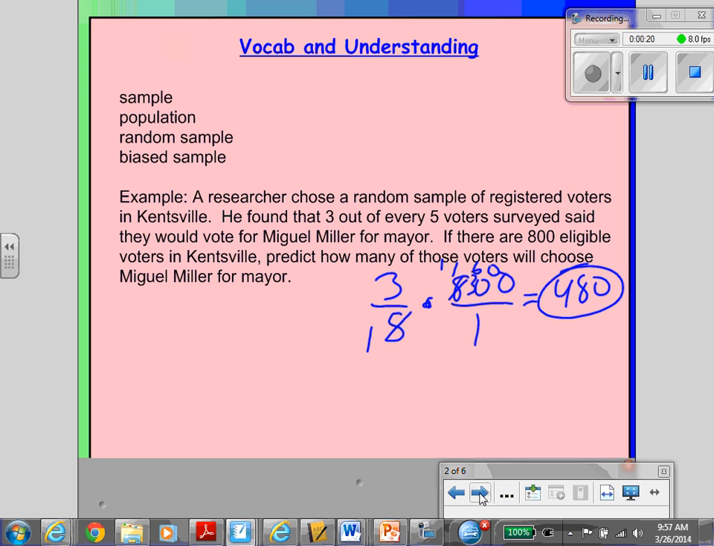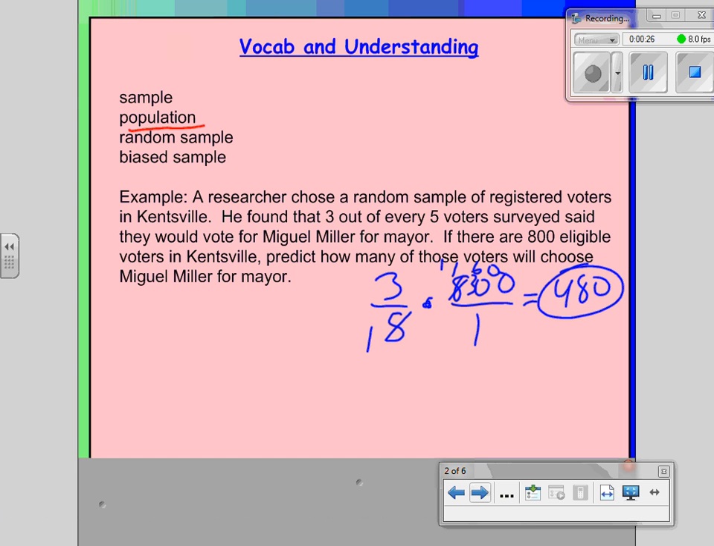Alright, vocabulary and understanding. Sample. A sample is a portion of a population. So, for example, if you had a population of 7th graders and you wanted to sample them, you may pick 100 7th graders for your sample population. Your population could also be a whole town, like Cedartown, where you're trying to figure out who wants a new Walmart. And so you would pick a sample of them.